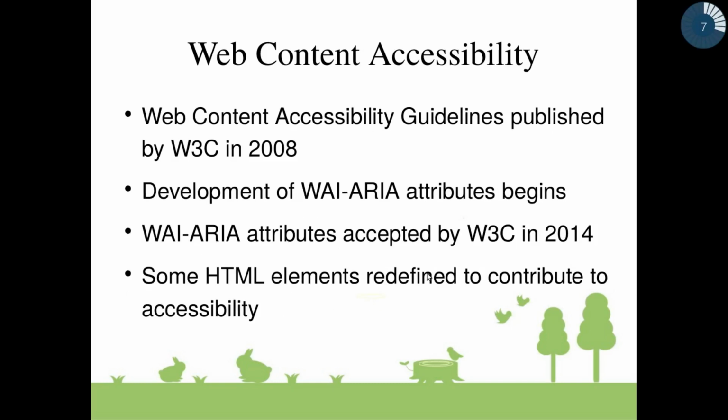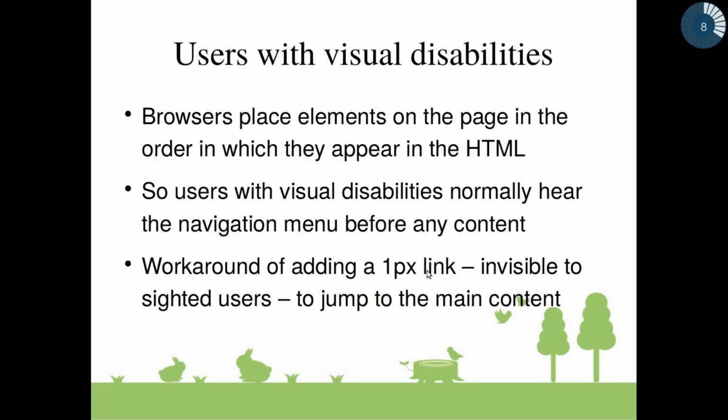In 2008, the Web Content Accessibility Guidelines had been published, and work had begun on the WAI-ARIA attributes, which were formally adopted by W3C in 2014. As part of the redevelopment of HTML, some HTML tags had their functions redefined in ways which reduced their ambiguity for screen readers. For example, the lang attribute could alert the screen reader to a change of language.